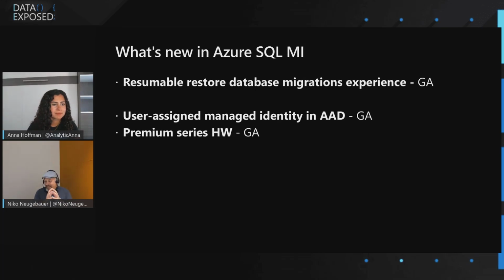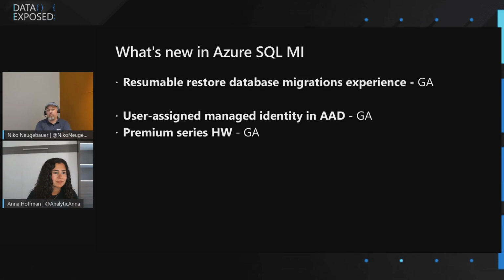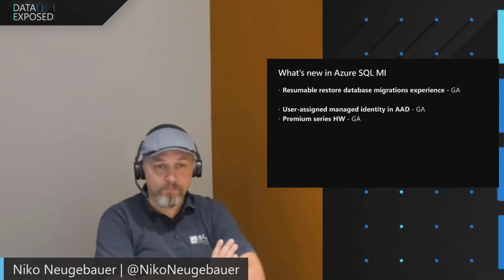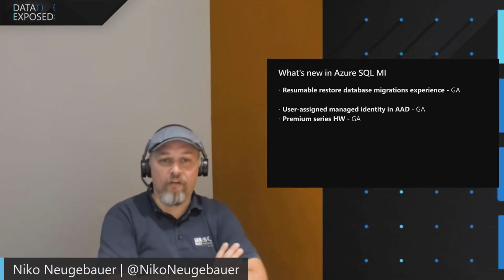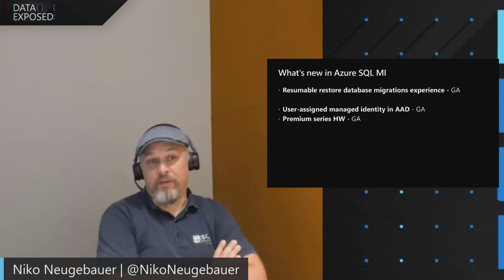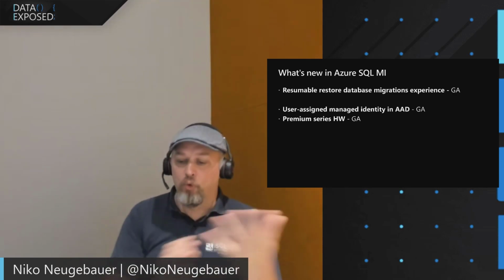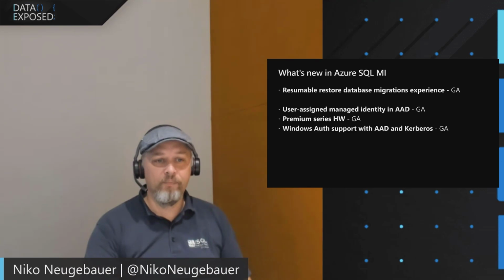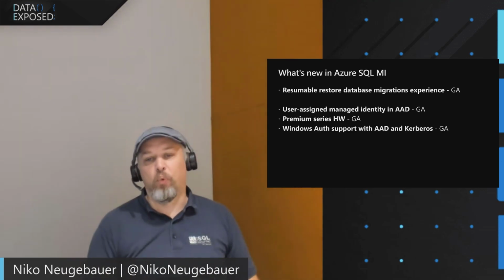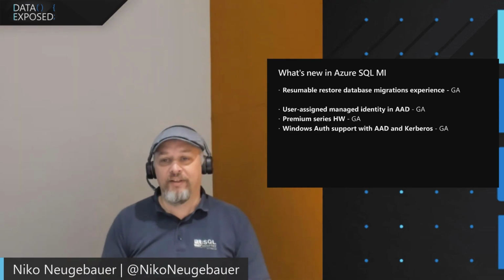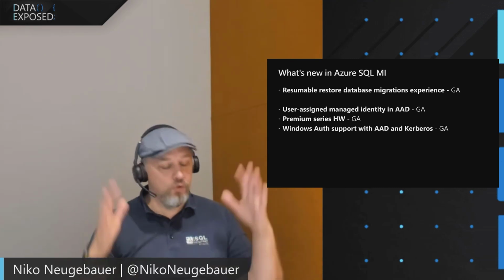The key thing that a lot of customers have been asking us about since the premium series were premiered at the last Ignite in the fall of 2021 was the premium series hardware. Those went into general availability. Windows authentication support with Azure Active Directory and Kerberos protocol also went into GA.